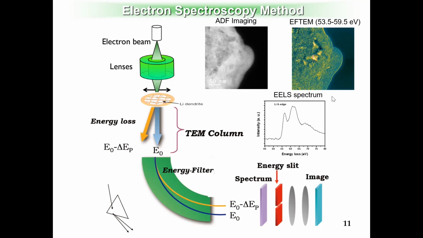Then I know at this, say, single particle or a polycrystal region, where are the lithium metals, right? Because you might contain other phases based on the EELS spectrum. So you can select using this EFTEM technique, but based on the EELS, the electron energy loss spectroscopy.